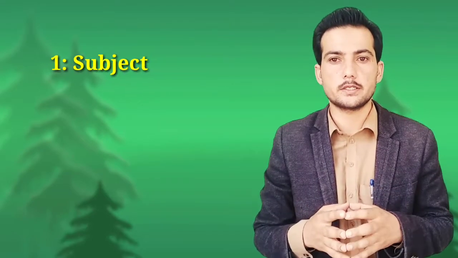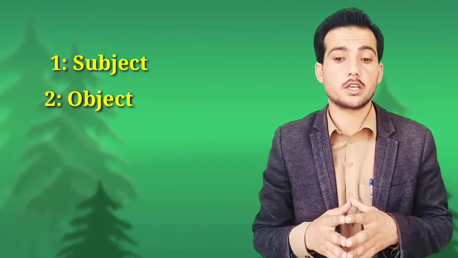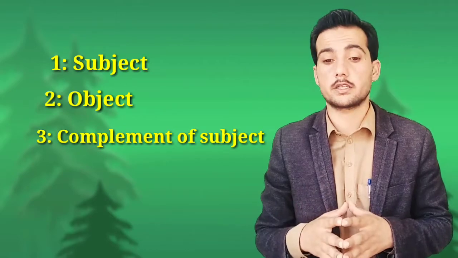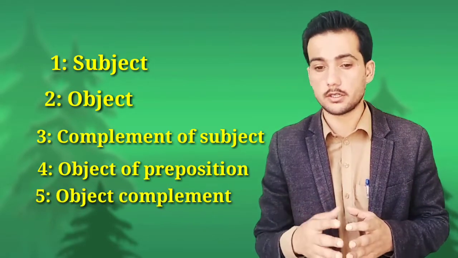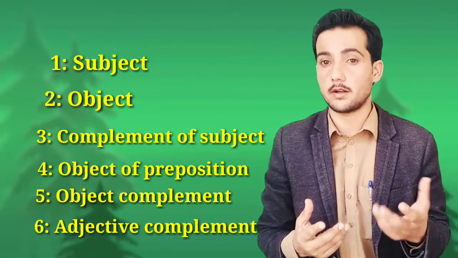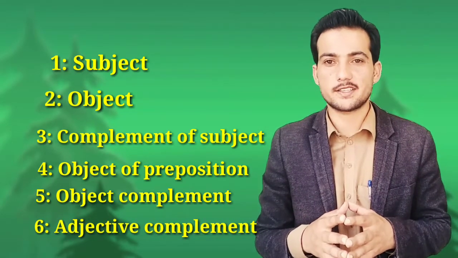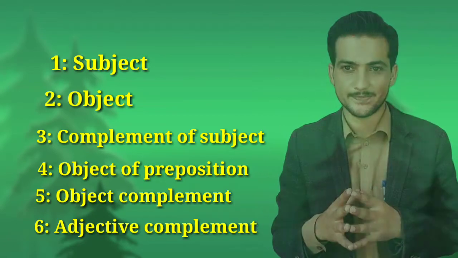A noun clause can function differently in a sentence because it can be a subject of a sentence, it can be an object, it can be a complement of a subject, it can be an object of a preposition, it can be an object complement, and it can be an adjective complement. So let's discuss it one by one in detail.